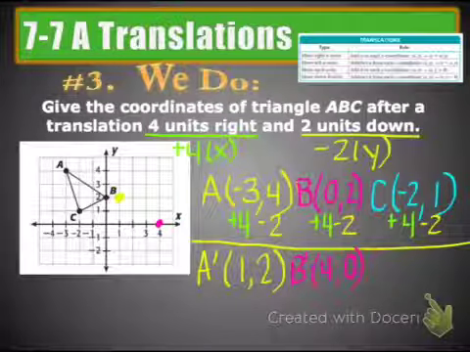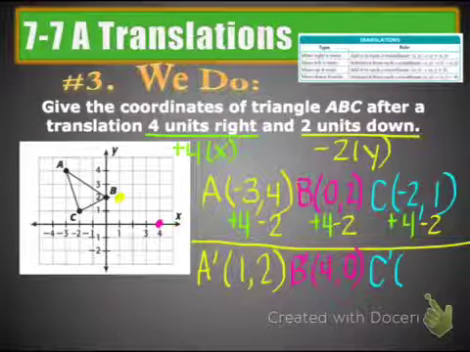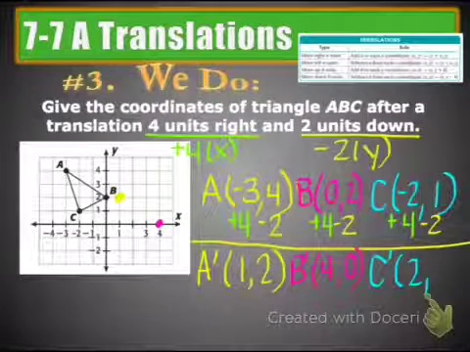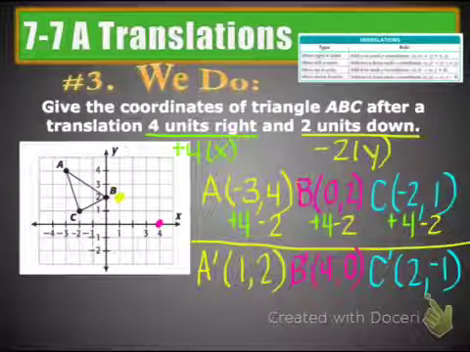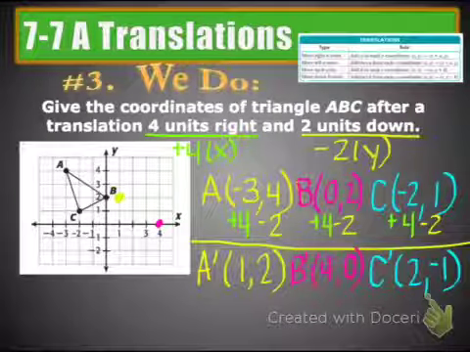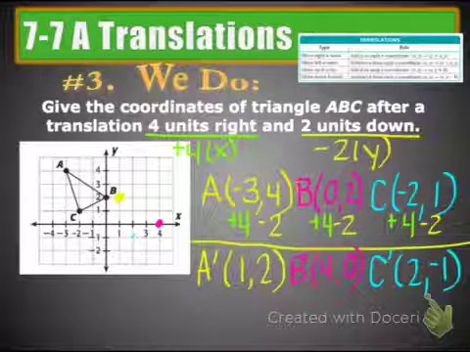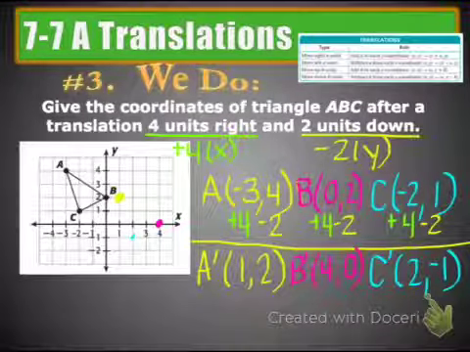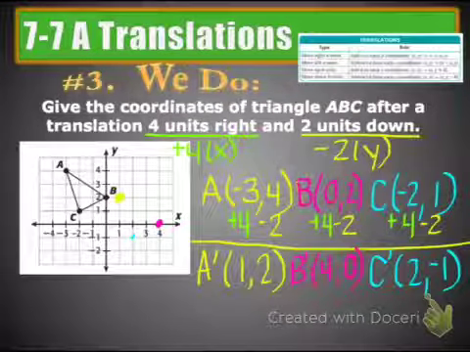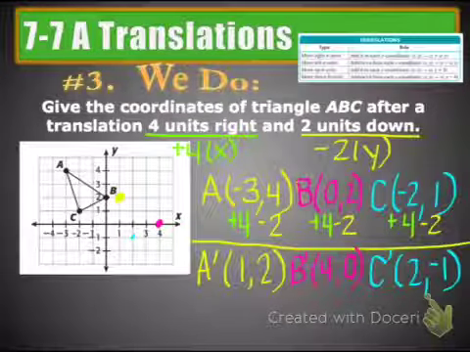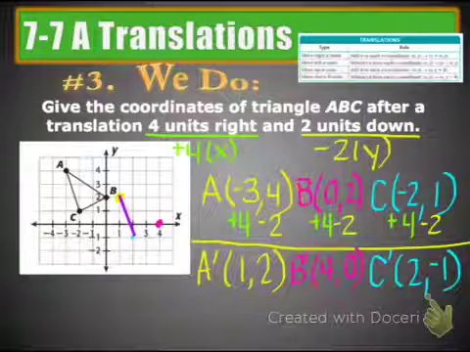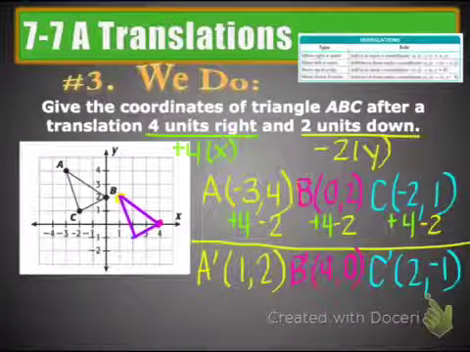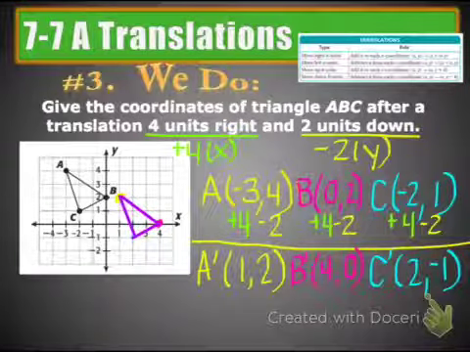And finally, my C prime is going to be at negative 2 plus 4, which is positive 2. And then 1 minus 2 is negative 1. So I'm going to go to 2, comma negative 1. And now I can connect my dots for my prime. And it's not the best, but that's my translation.